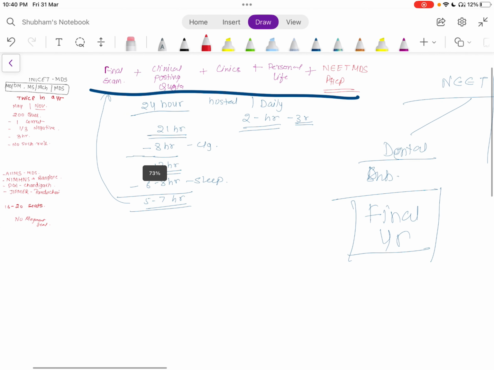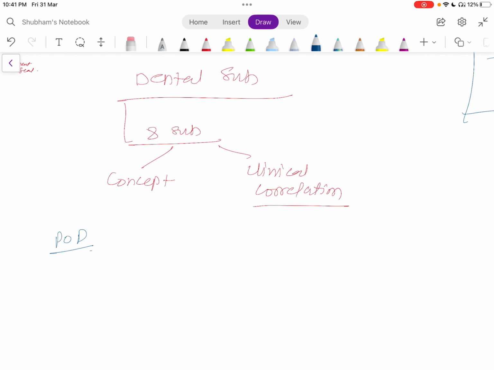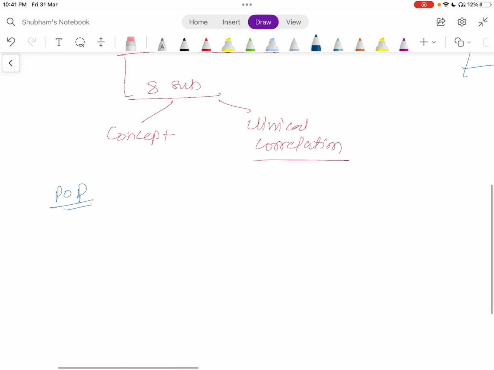What do you do in your dental subjects? Especially all these eight subjects, get a good grasp of concept and their clinical correlation. Let me give a simple example. We know about POP, which is also known as gypsum. Its solubility increases with temperature. So if you are mixing it in warm water, it will mix faster up to a certain point.